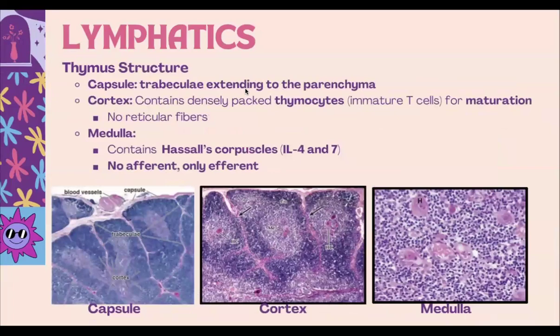So we come to the capsule of the thymus. Here you can see the capsule. It's going down and forming the little septae, and these are also known as trabeculae.